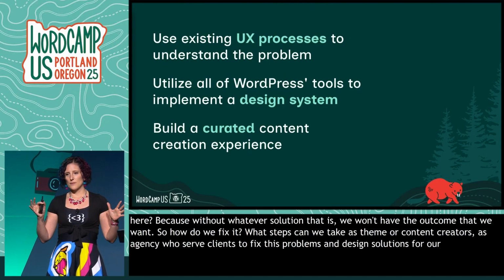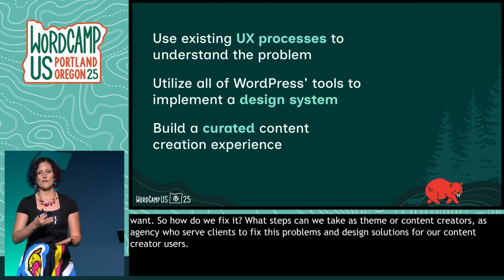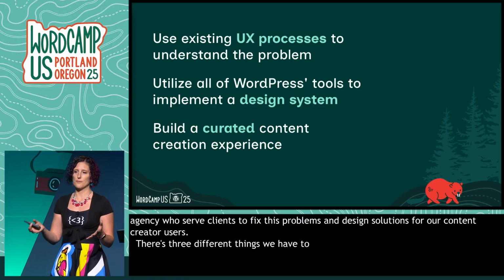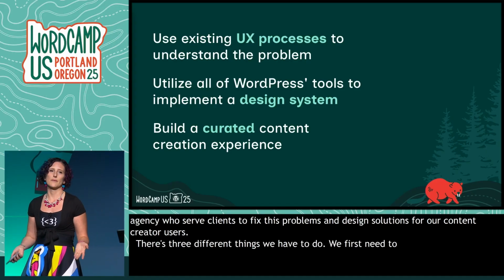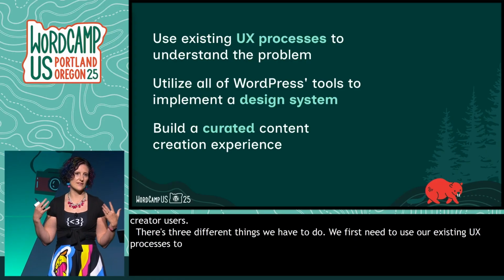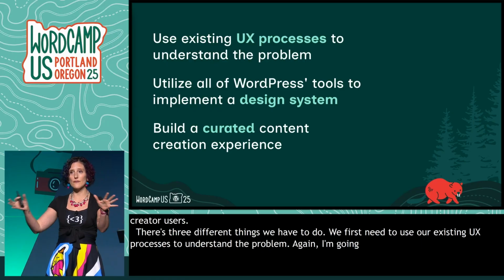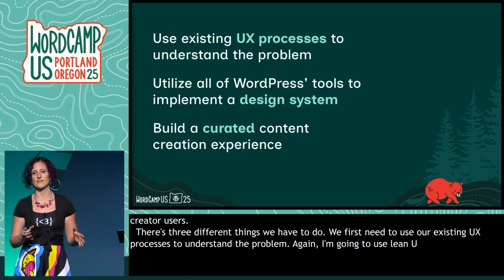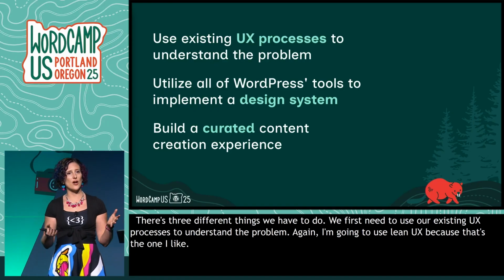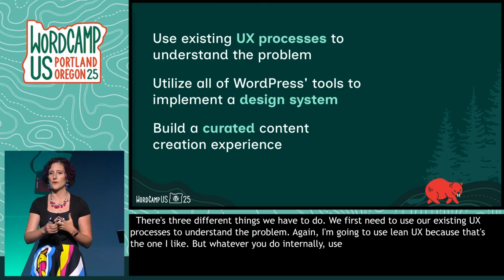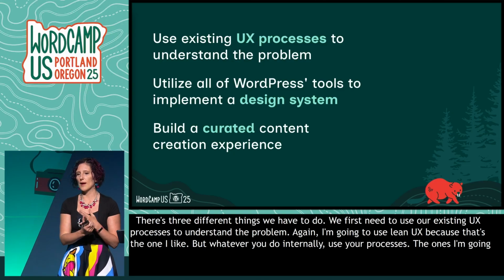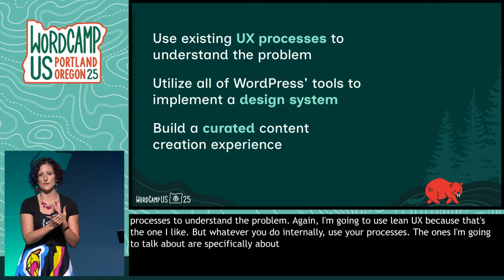There are 3 different things that we have to do in order to do this. We first need to use our existing UX processes to understand the problem. Again, I'm going to use Lean UX as an example because that's the one I like, but whatever you do internally, use your processes. The ones I'm going to talk about are specifically about personas and about using journey maps or jobs to be done to learn about the users.